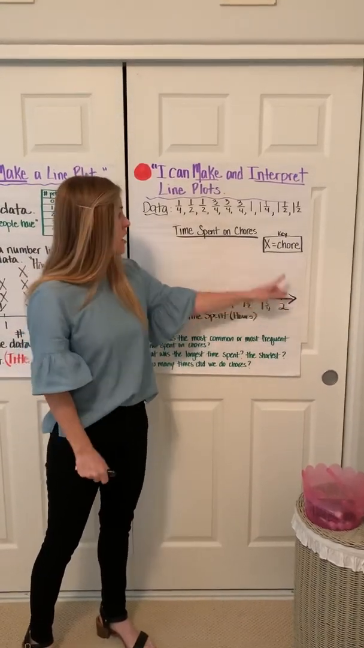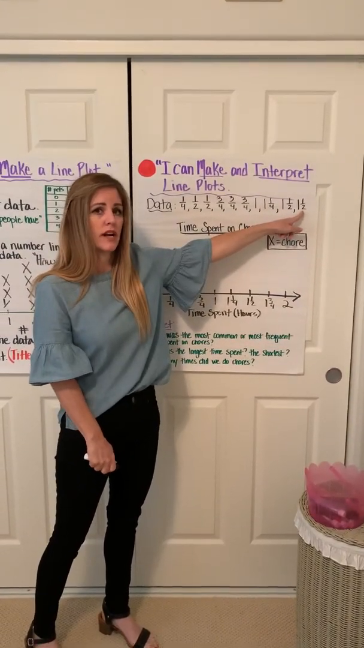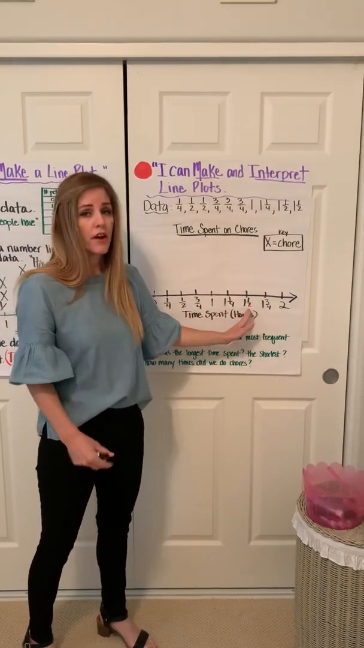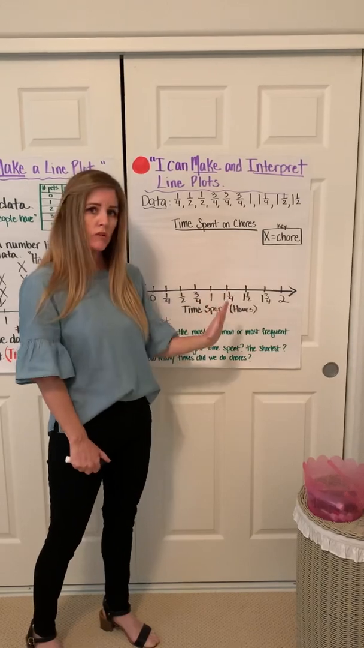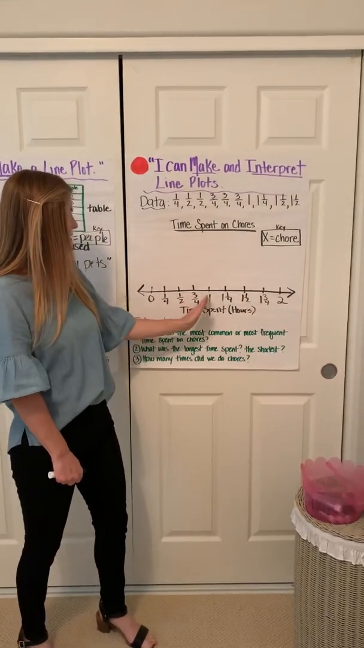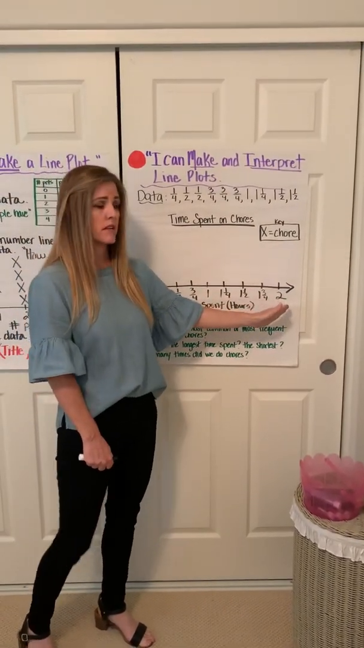It wouldn't be wrong if you stopped at 1.5 because that's your highest piece of data. You could have done that. I chose not to. I chose to just do a couple higher, but that's up to you. As long as you're counting by the same number, your intervals have to stay the same.